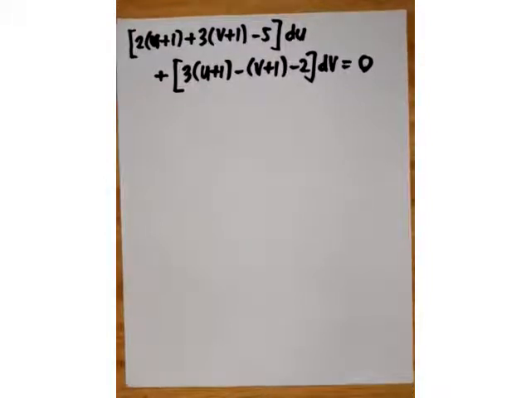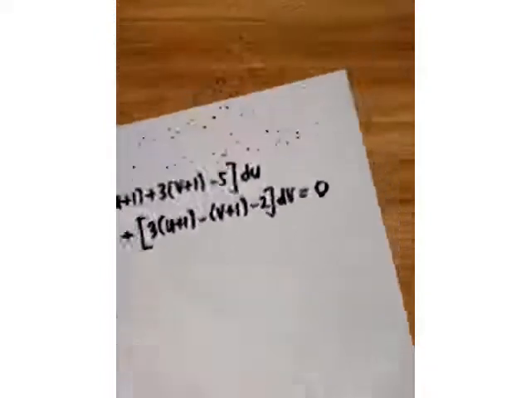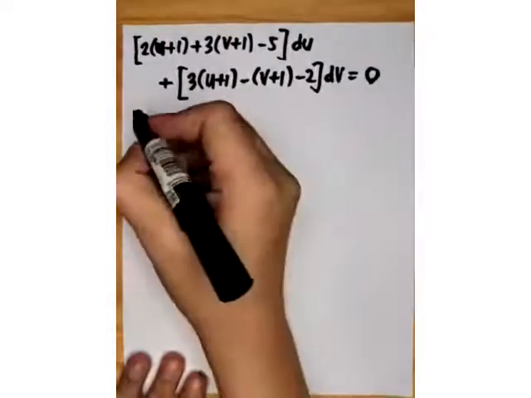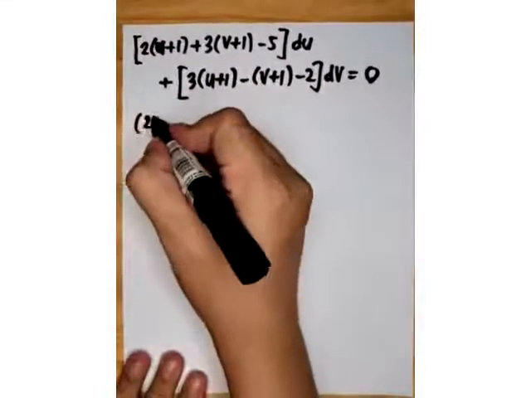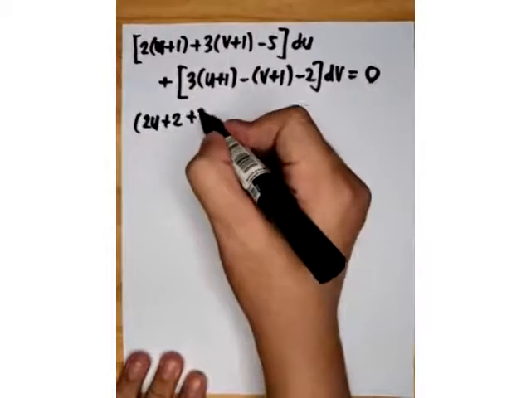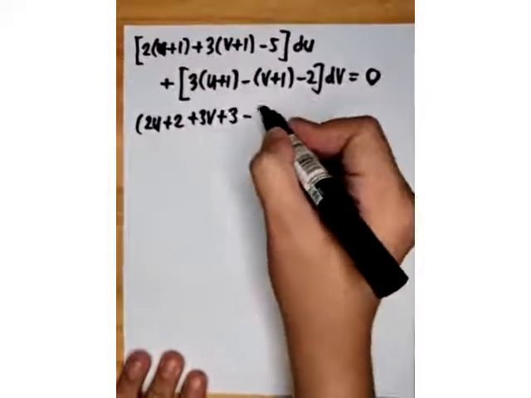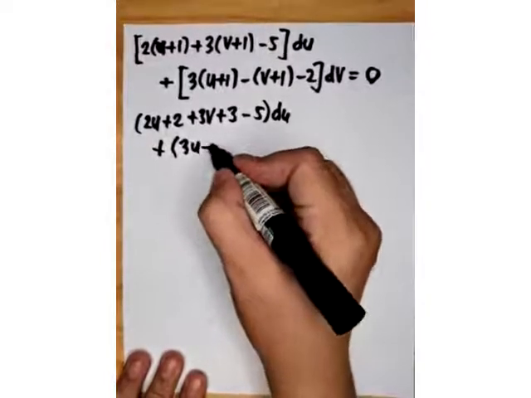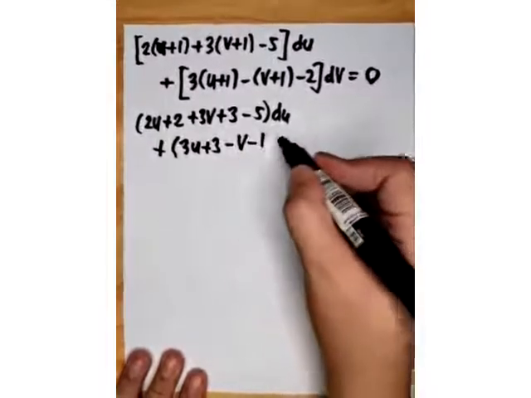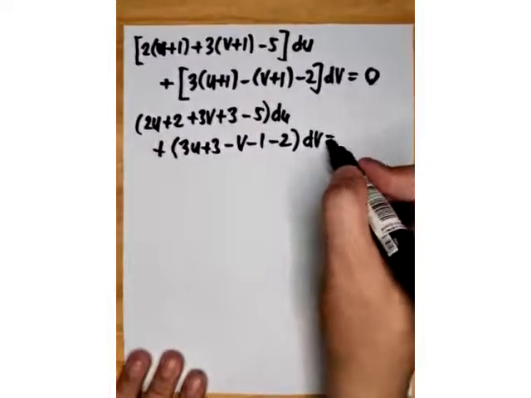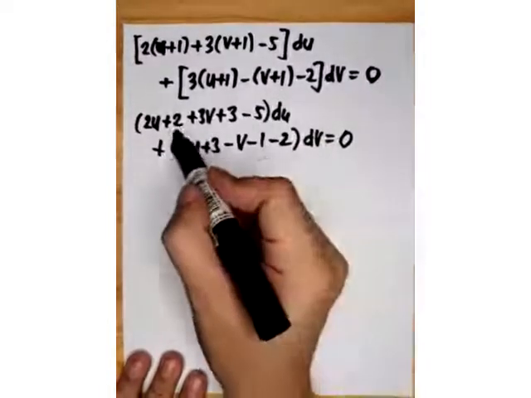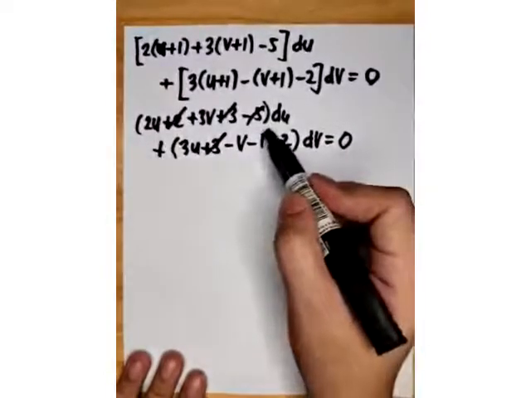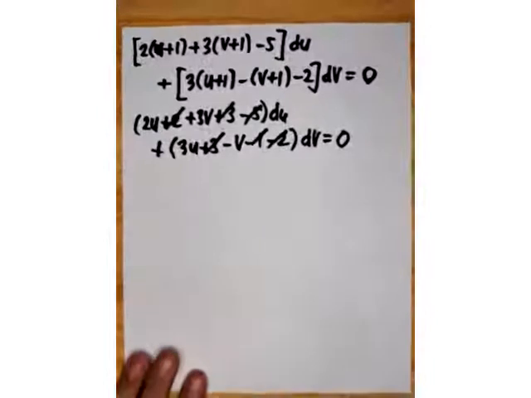Okay, and then after that we simplify. So to simplify this, that's equal to 2u plus 2 plus 3v plus 3 minus 5 du plus 3u plus 3 minus v minus 1 minus 2 dv is equal to 0. So that's 2 plus 3 minus 5, that's 0. 3 minus 1 minus 2, that's 0.